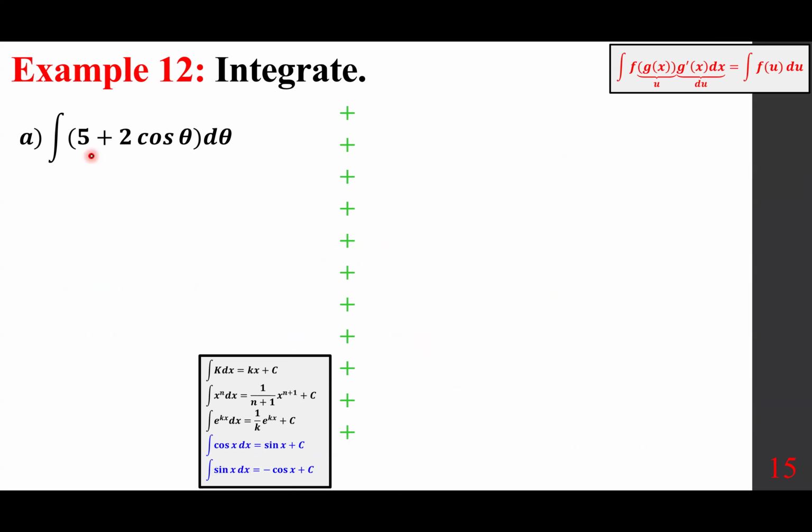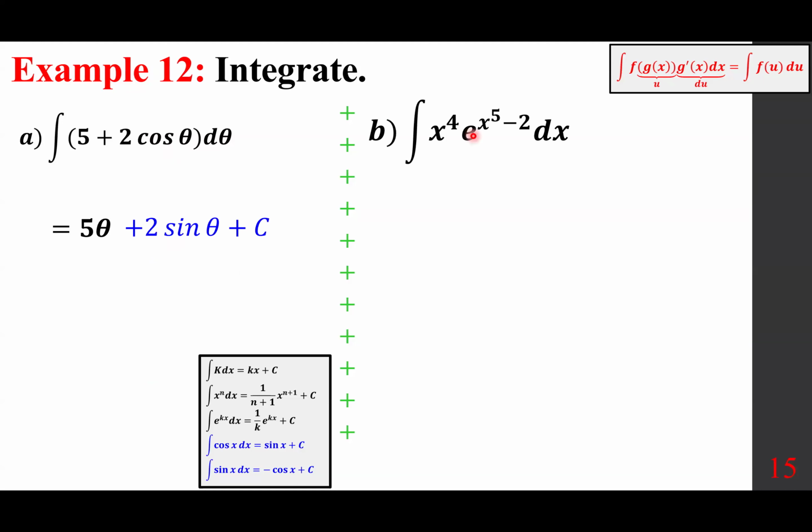The integral of 5 plus 2 cosine theta d theta. First and foremost, notice the independent variable must be theta, therefore 5 gives you 5 theta. Then 2 cosine theta gives you 2 sine theta and a constant. It's important to understand the derivative of cosine is negative, but the integral is positive, so plus 2 sine theta plus a constant.